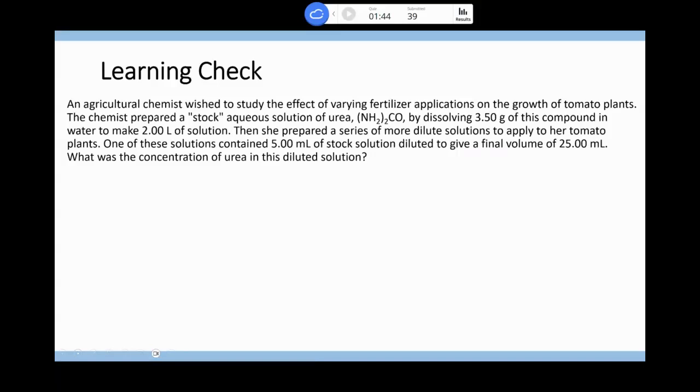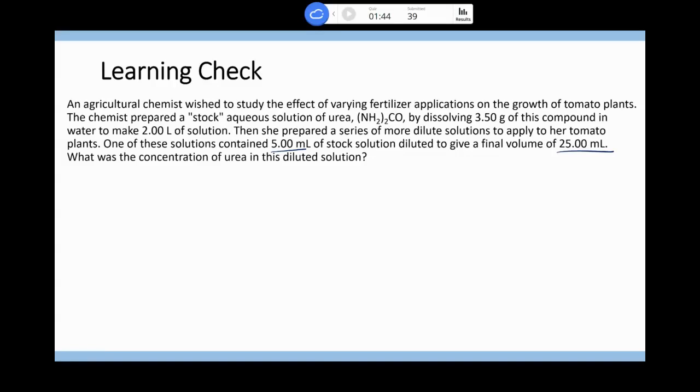So it says she prepared a series of more dilute solutions to apply to her tomato plants. One of these solutions contained 5 milliliters of stock solution diluted to give a final volume of 25 milliliters. We're asked to find the concentration of urea in the diluted solution. So lots of information here.